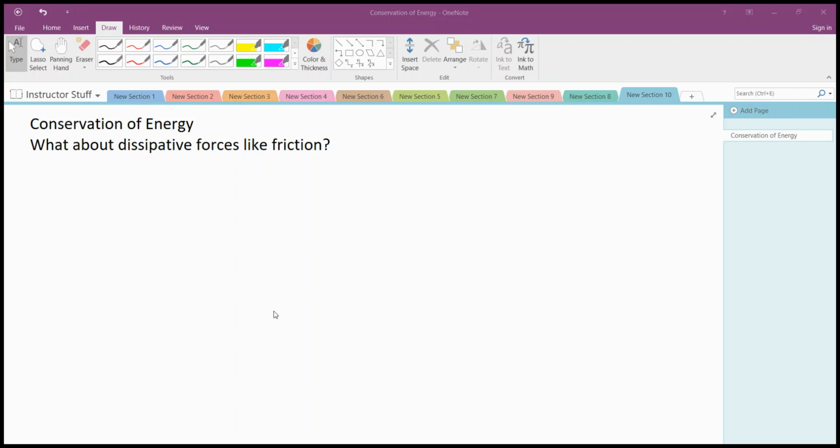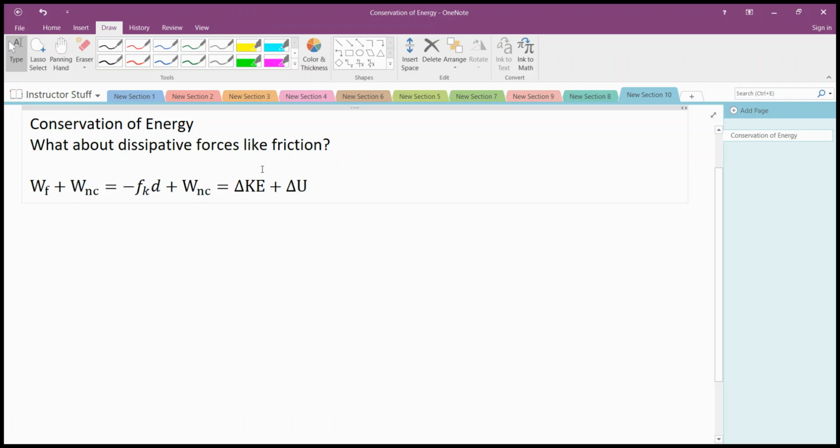It is a non-conservative force doing work. But from another perspective, energy is conserved. How is that the case? Let's see. First, let's write the work-energy theorem for a scenario where we have friction and a whole bunch of non-conservative forces acting on an object as it slides along.